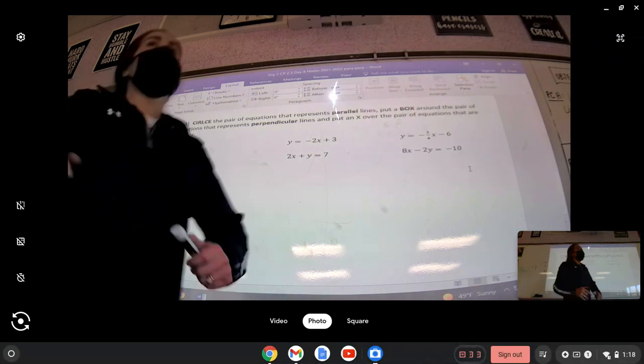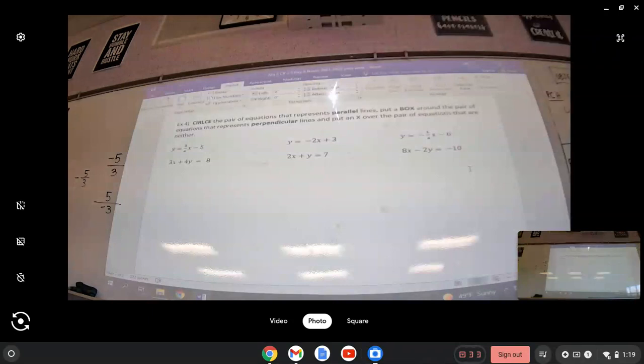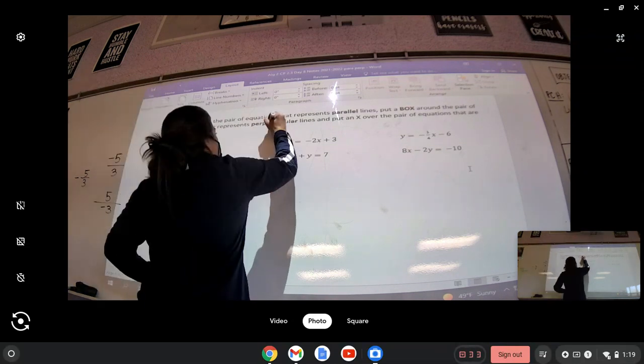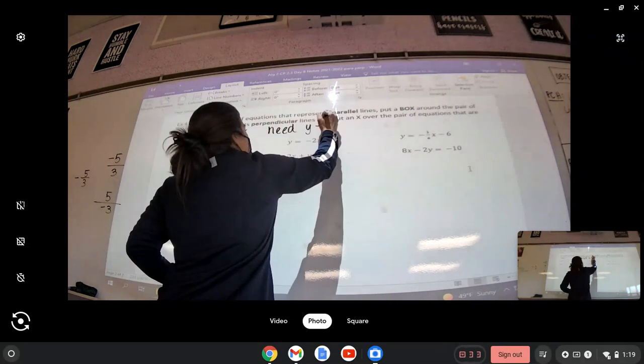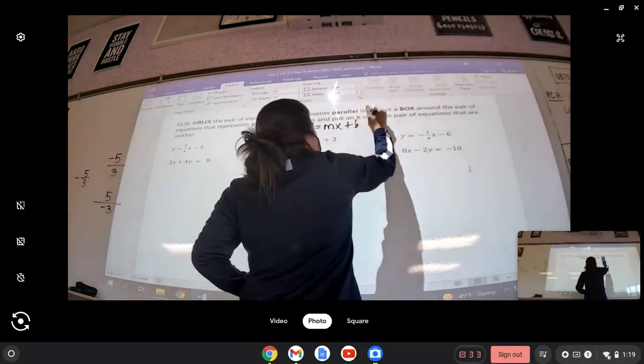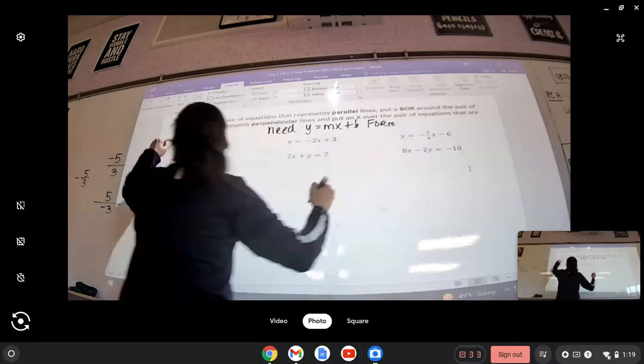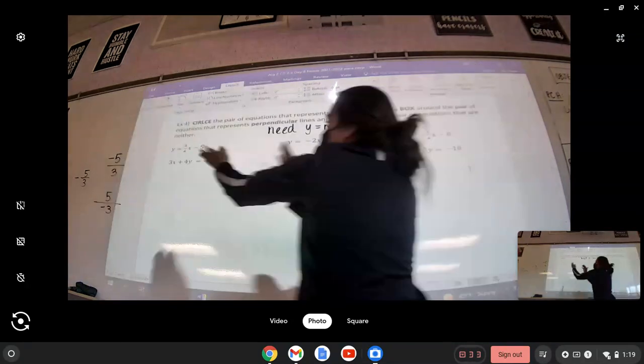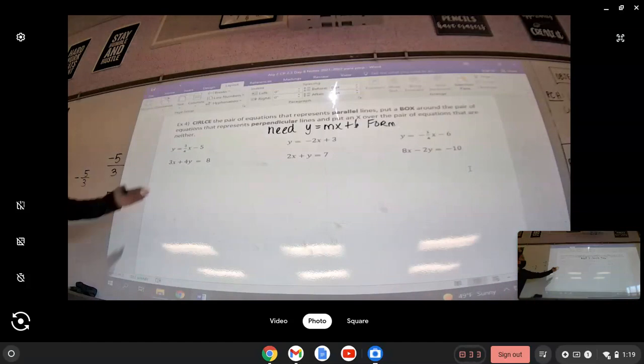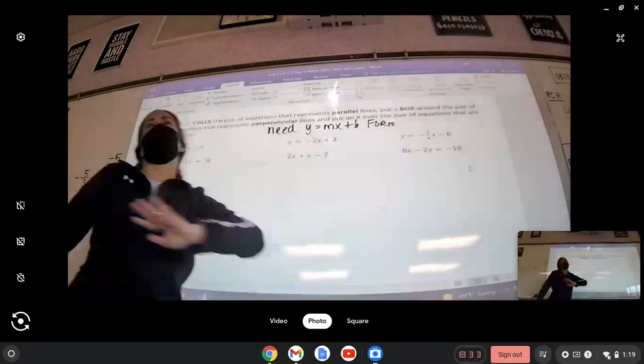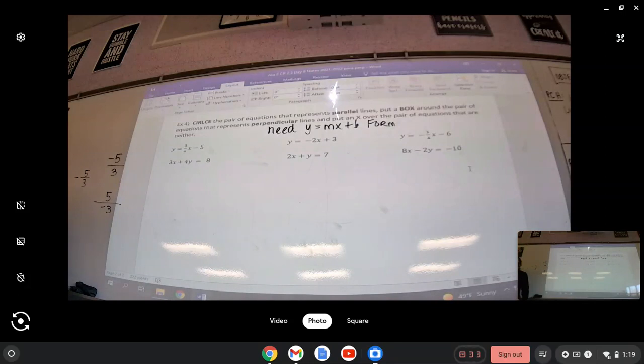Guys, if we're going to start talking about parallel and perpendicular lines, what piece of information must we need? Yeah, slope. And if you want to look at the equation of a line and find out who his slope is, what form does your equation have to be in? It's got to be in slope-intercept form. We need y equals mx plus b form. All right, well, the good news is, guys, the first equation in every single pair is already in slope-intercept form, so we're good. So it's only the second equation that we got to mess with.